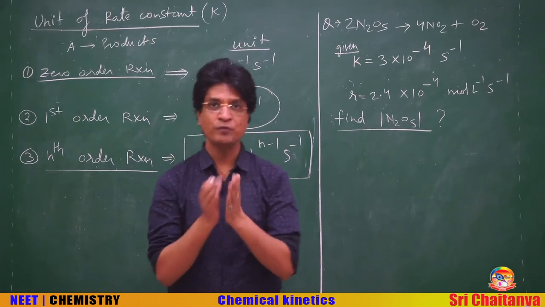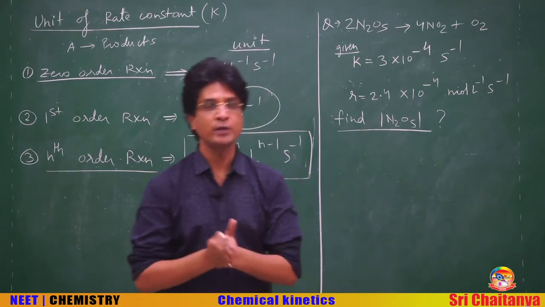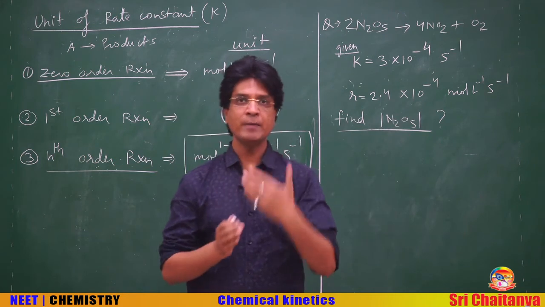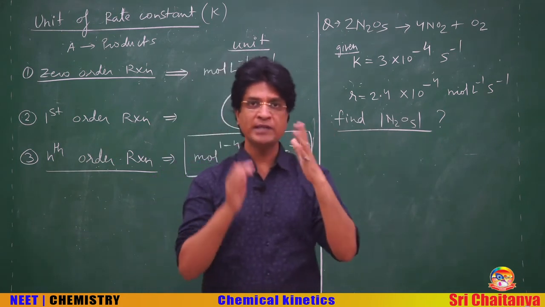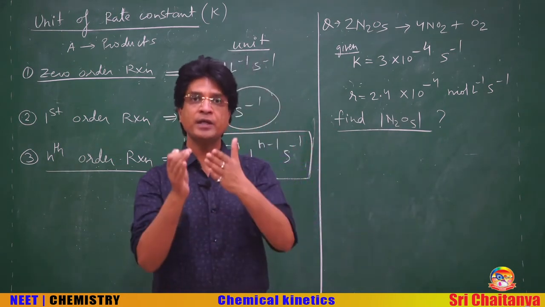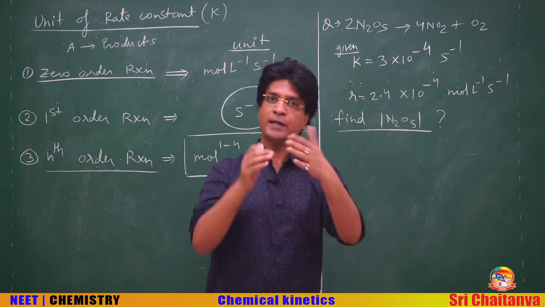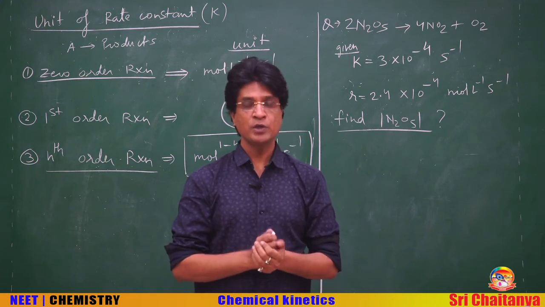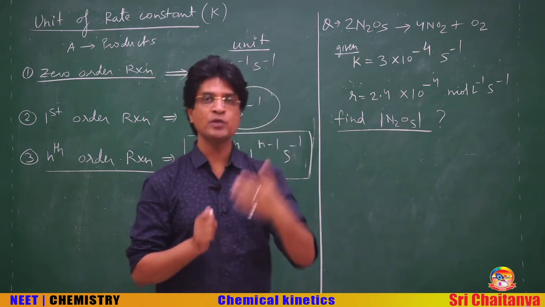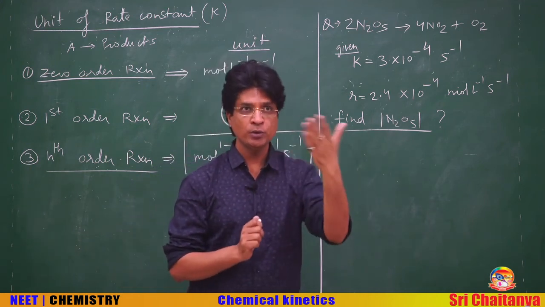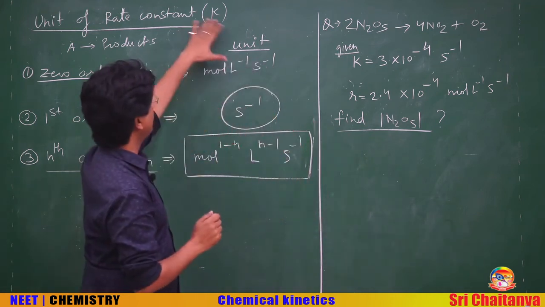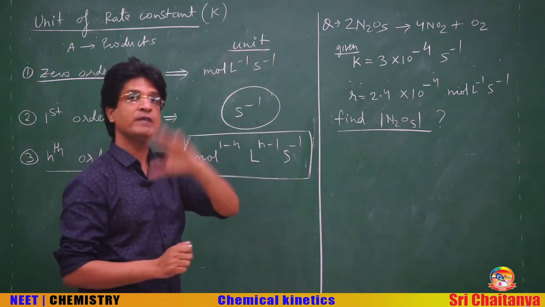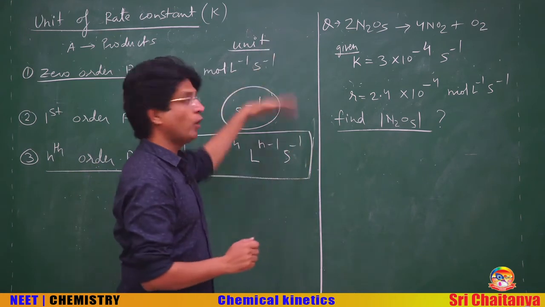So now let us come to a very important point, and that is rate constant. See students, in examinations sometimes they do not give you the exact or direct information of order of reaction. That order of reaction you have to infer from the units of rate constant. So I'll suggest you, while doing questions of chemical kinetics, you should look at the units of rate constant very carefully, because that will give you a very good hint at the order of reaction.